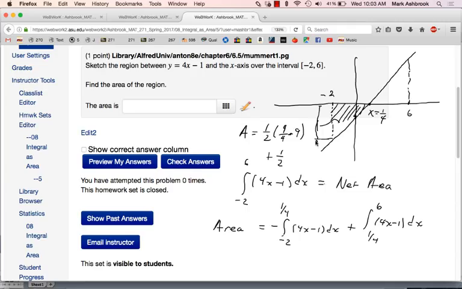Plus 1/2 the other base. What's that? 5 3/4. Is that 23/4? Times the height of this triangle, which is the value of that equation at x equals 6, 23. So that's a little quicker. So 0.5 times 81/4 plus 0.5 times 23 squared over 4.